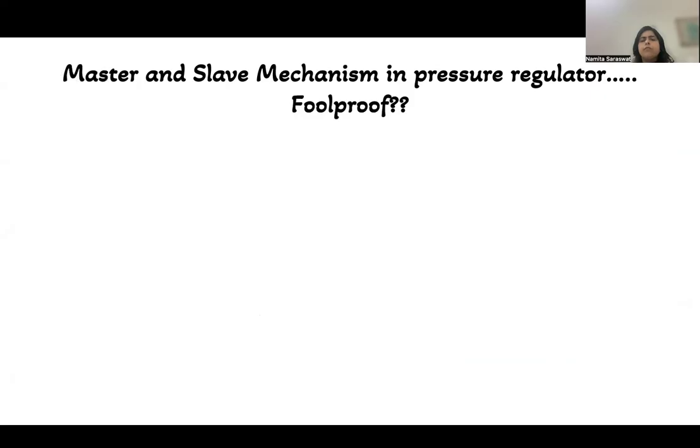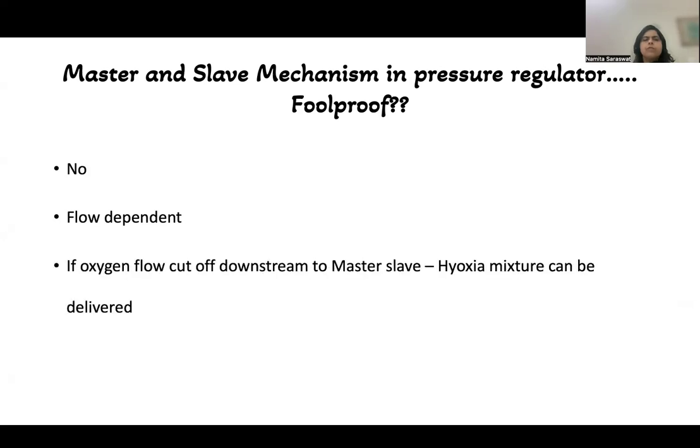Now the question is: is the master and slave mechanism foolproof? No, it is not foolproof. Why? Because it is flow dependent. If by mistake a wrong cylinder or even a wrong pipeline has been attached, the master slave mechanism or the regulator will not identify the gas. It will just identify the flow, and there are chances of delivery of a hypoxic mixture if the wrong cylinders are attached. Also, if the flow is cut down downstream of the master slave, a hypoxic mixture can be delivered. So it is not a foolproof mechanism.